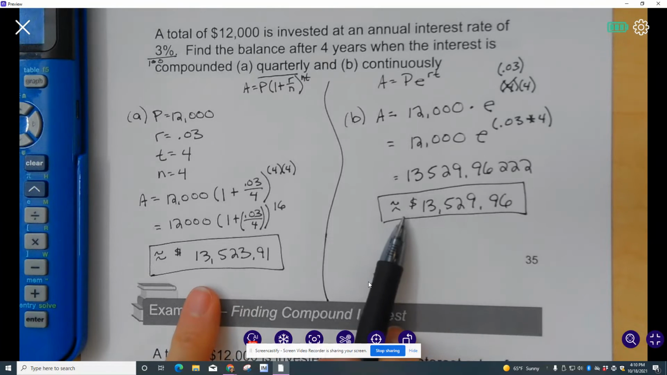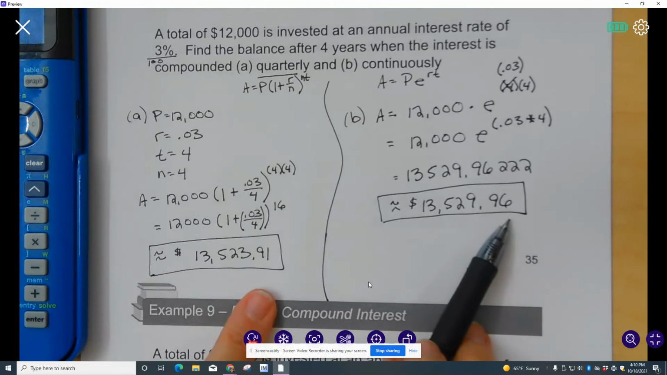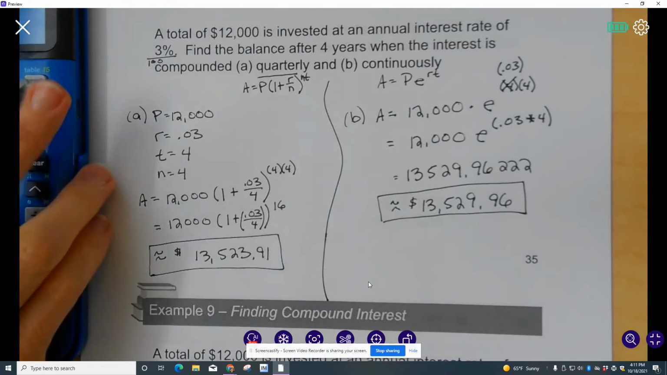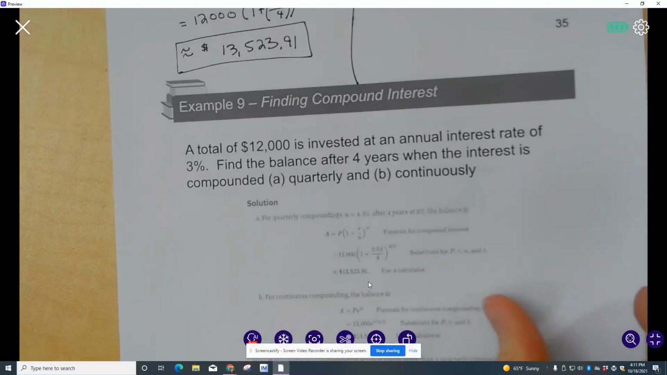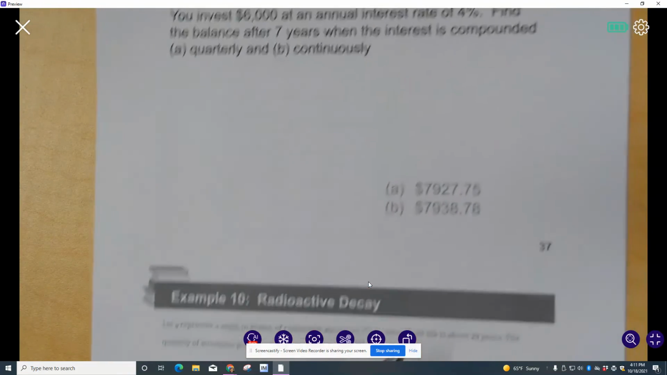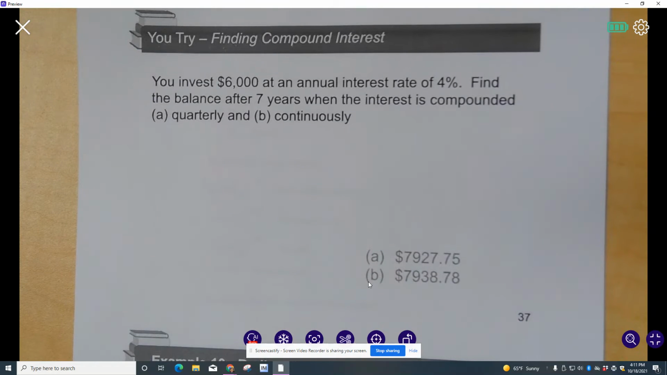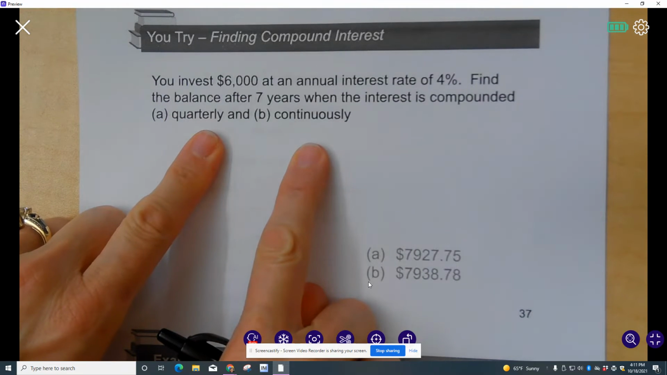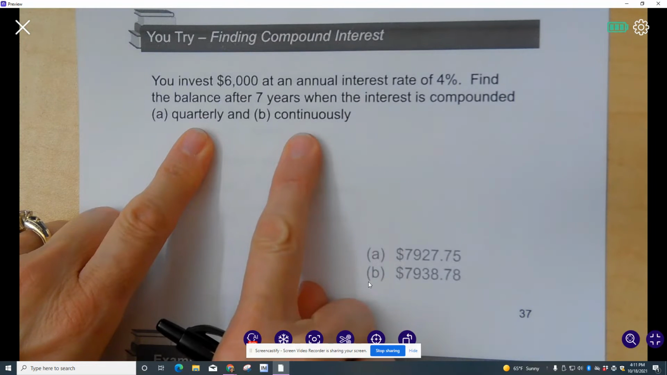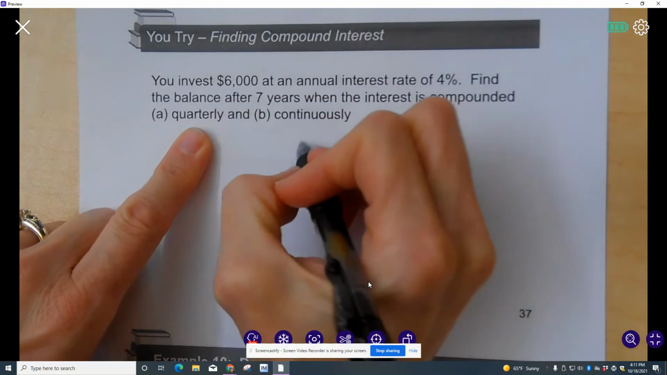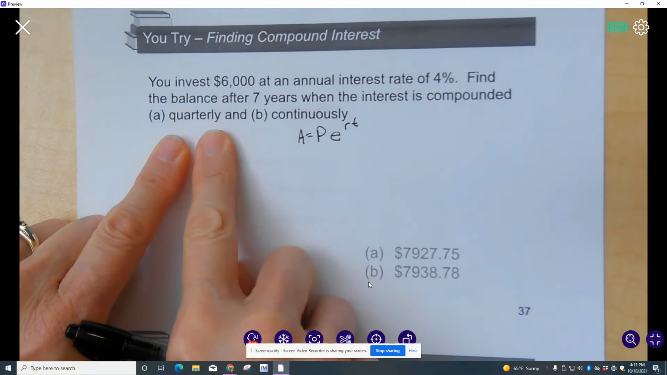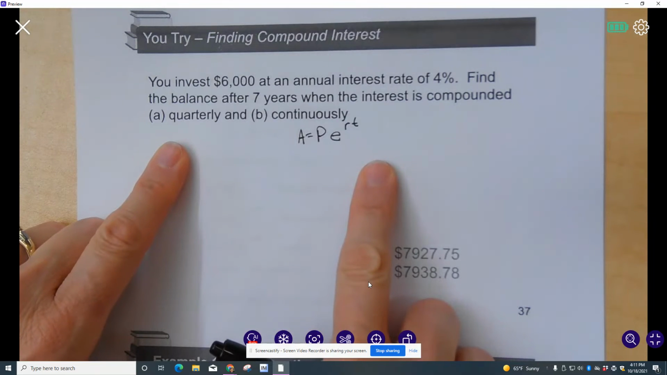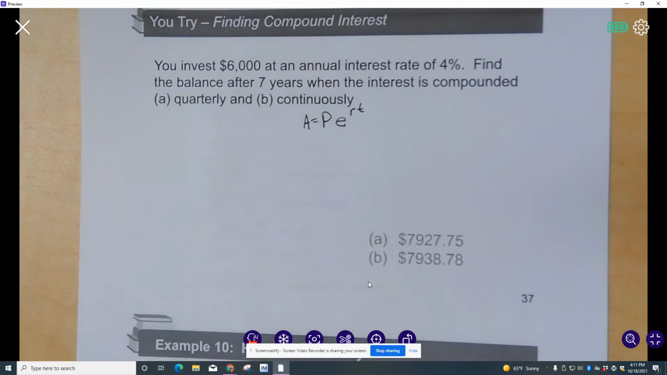Make sure your answers for all these problems have dollar signs rounded to 2 decimal places. That's what makes sense for money. If you're missing the dollar sign, you will miss some points. That's the answers, which we just did. Here's one for you to try. Again, 2 situations, quarterly and continuously. Continuously is where you use PERT, and quarterly is where you use the other one. So I would pause the video, try that, and then those should be the answers that you get.